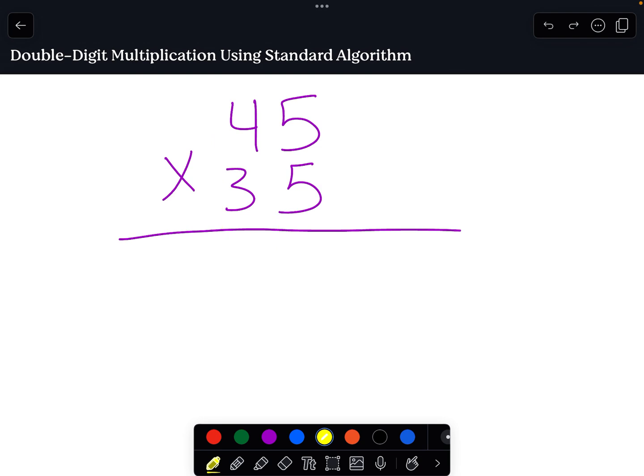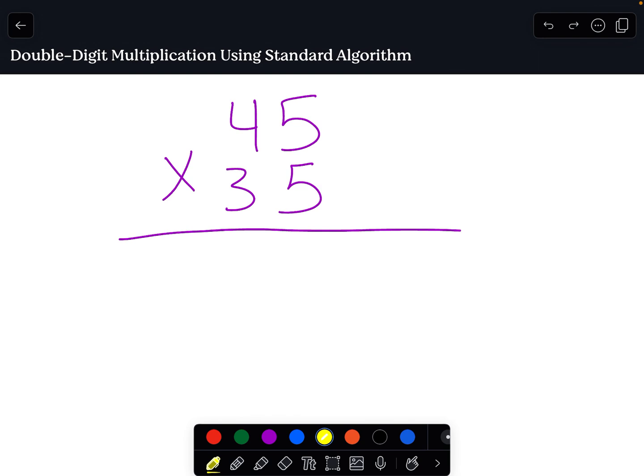Let's get to it. Now, one thing to keep in mind is that with multiplication with multiple digits, it's one of those things that you just practice and practice and practice until it all clicks and comes together automatically.